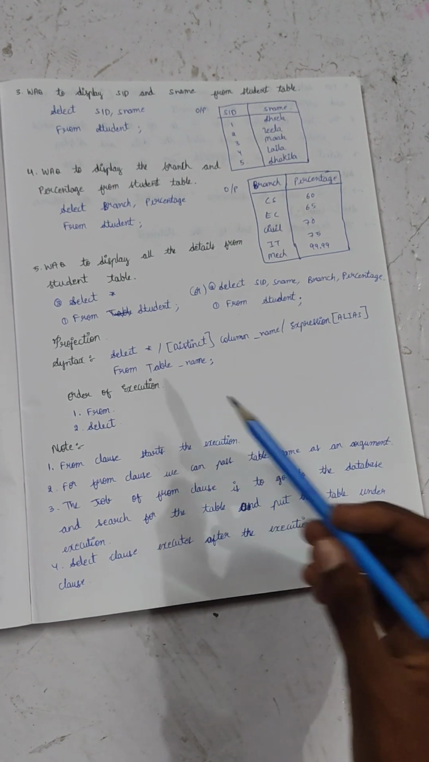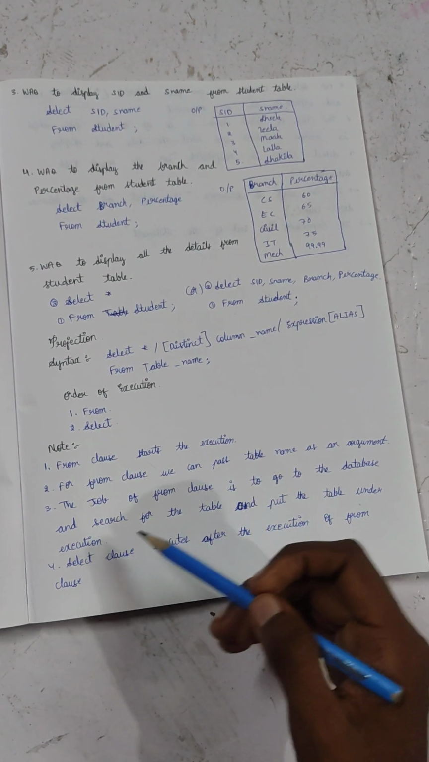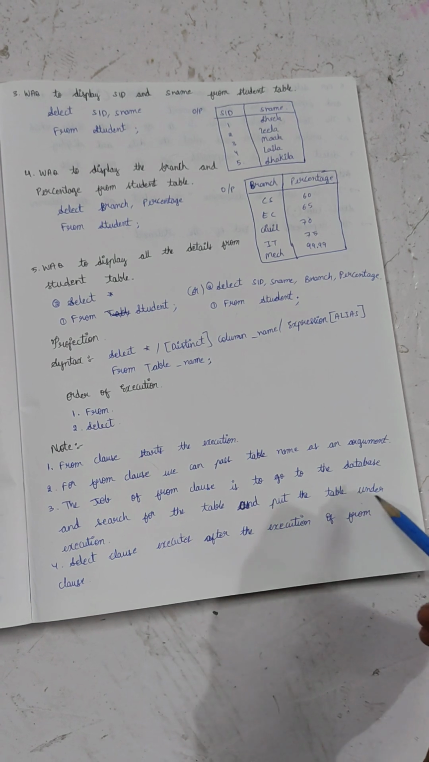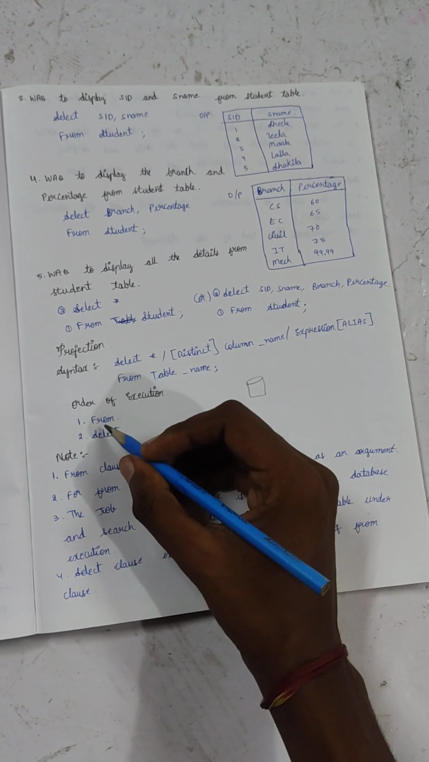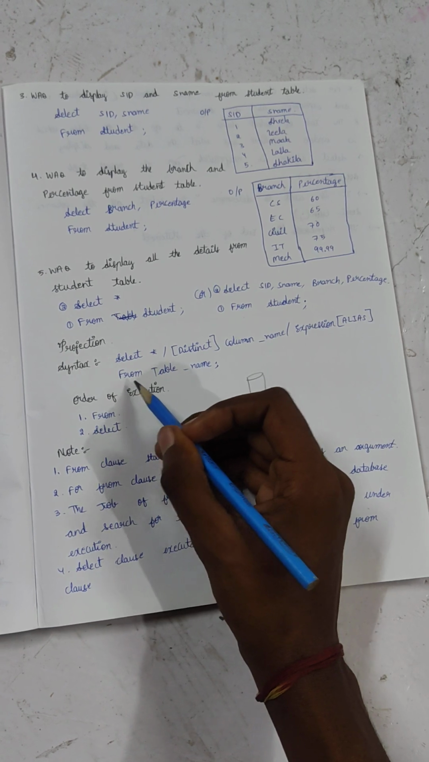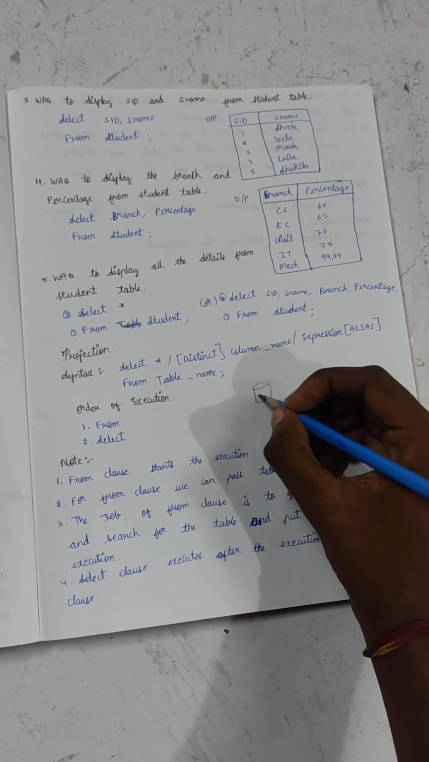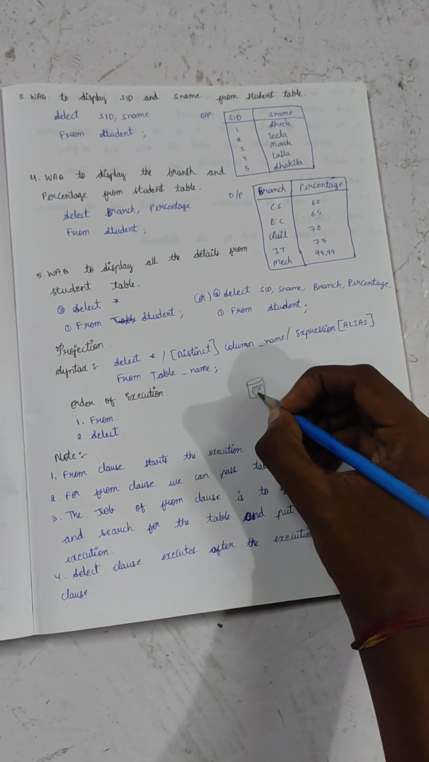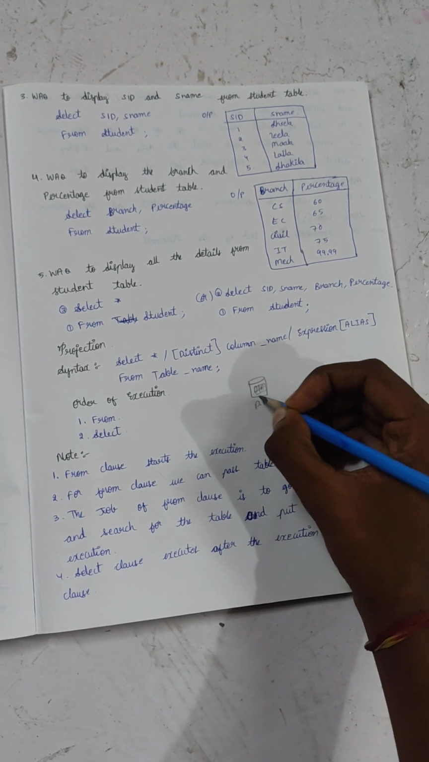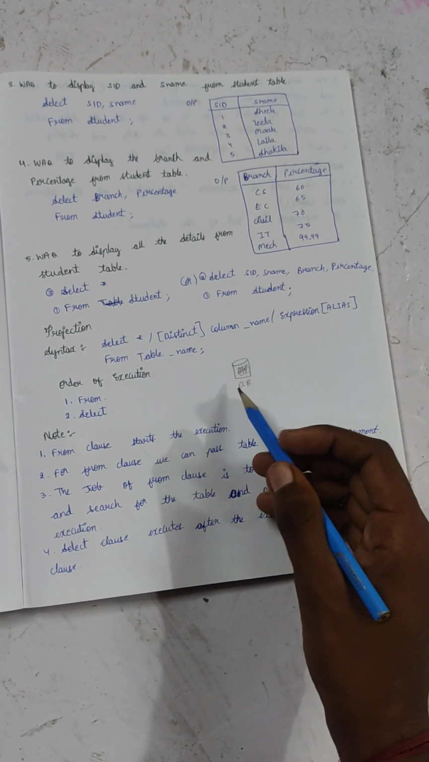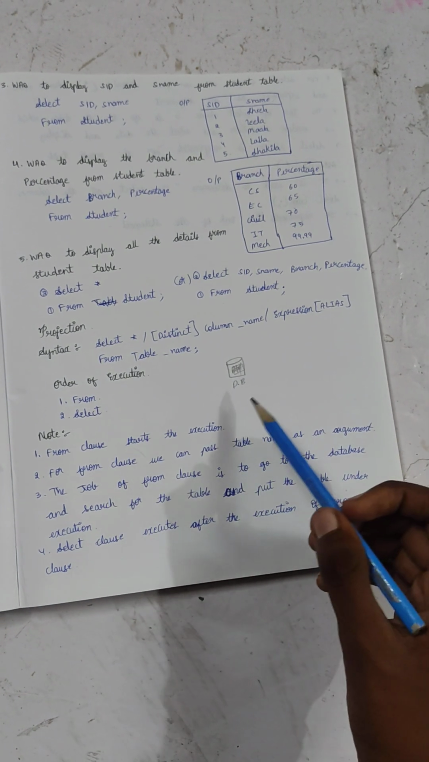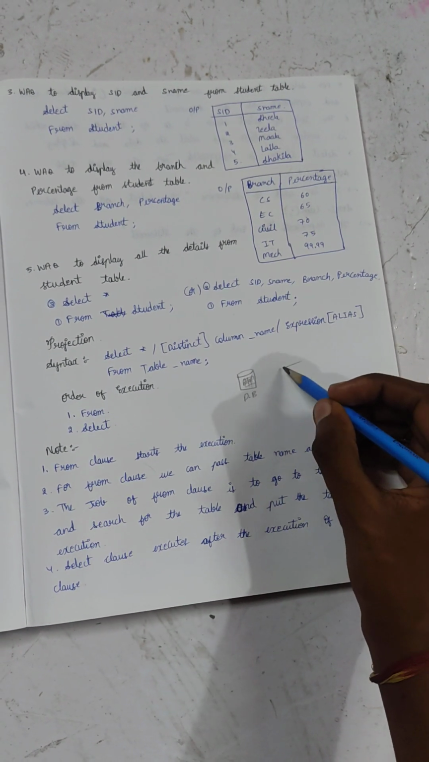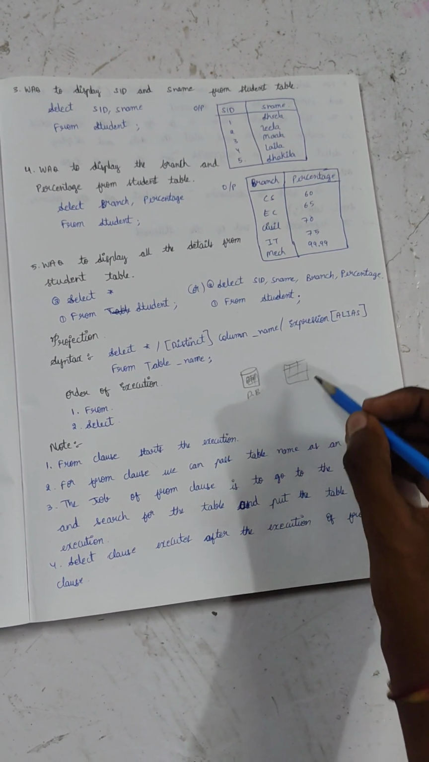The job of the from clause is to go to the database, search for the table and put the table under execution. First of all, the execution will start from the from clause, and it will search in the database. If the table is present in the database, it will be put under execution. The table will be in execution.